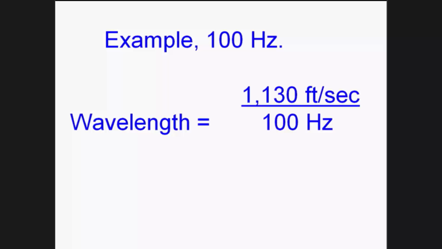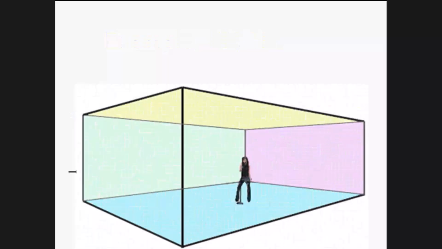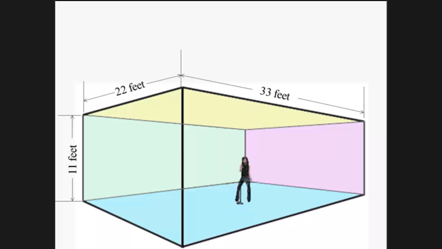For example, the frequency of 100 Hz would have a wavelength which is equal to 1130 feet per second, the speed of sound, divided by the frequency, or the wavelength for 100 Hz would be 11.3 feet. If the dimensions of the room happen to be a height of 11 feet, a width of twice that, or 22 feet, and a length of 3 times that, or 33 feet, we would get a tremendous buildup of 100 Hz within that room, and sound recorded in that room would sound pretty muddy.